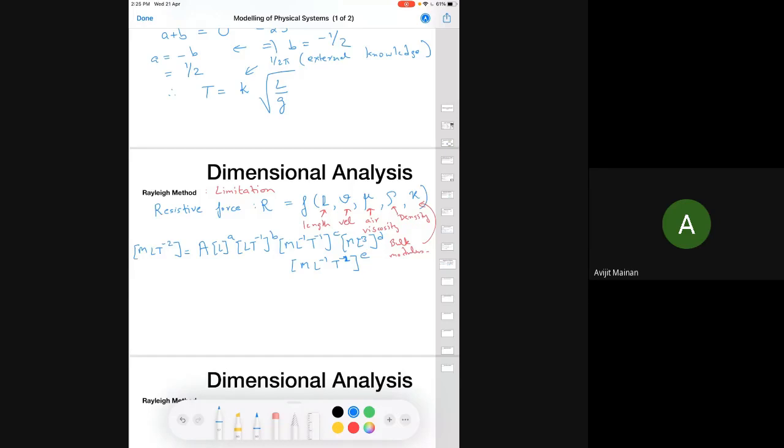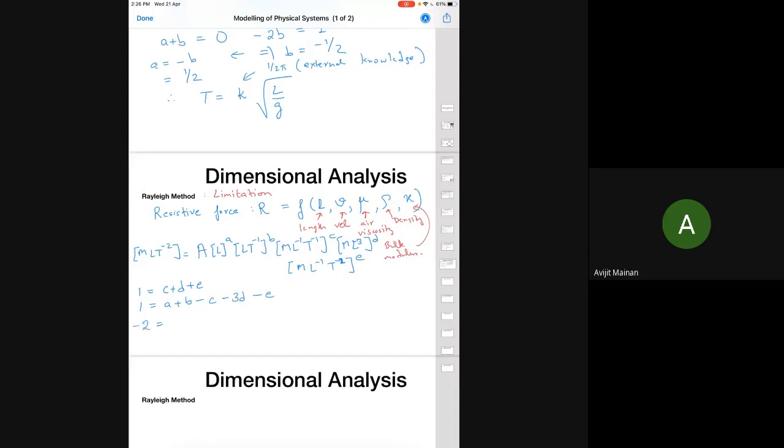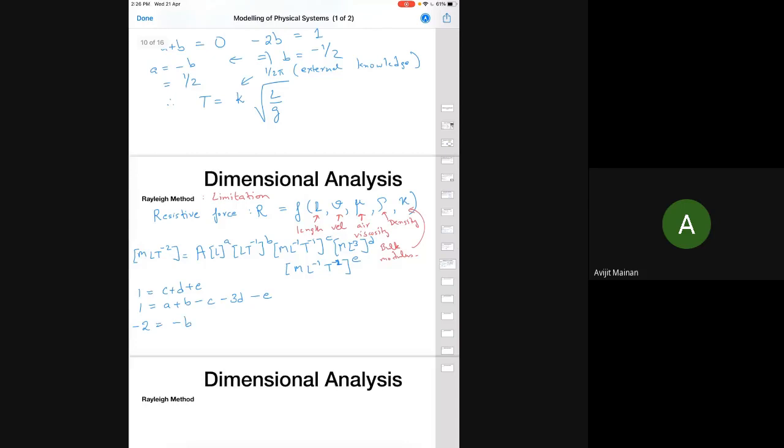So according to Rayleigh's method, I can now do, let me do M first. Then M: 1 equals c plus d plus e. Then I have L. So L: 1 equals a plus b minus c minus 3d minus e. And then T: minus 2 equals minus b minus c minus 2e. Fine.